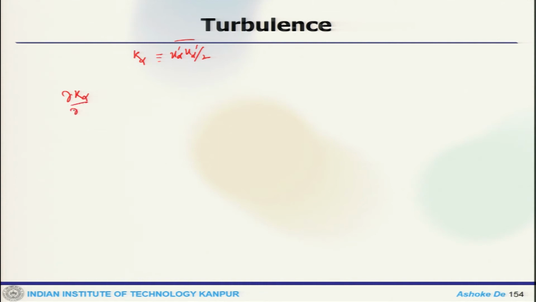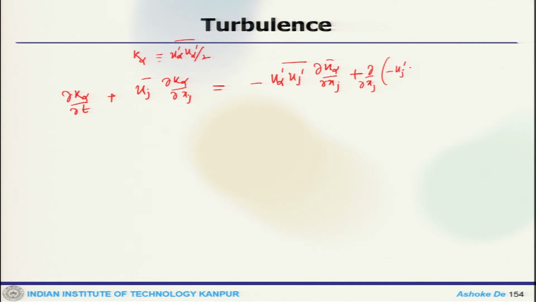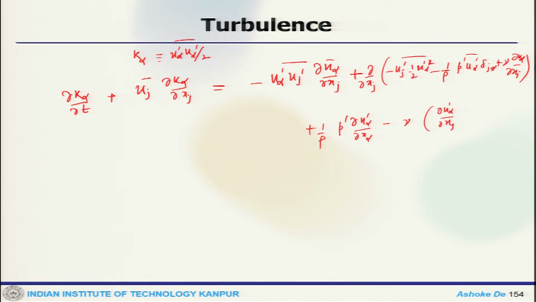del k alpha by del t plus uj del k alpha by del xj equals minus u alpha prime uj prime del u alpha by del xj, plus del by del xj of minus uj prime half u alpha prime square, minus 1 by rho p prime delta j alpha, plus nu del k alpha by del xj, plus 1 by rho p prime del u alpha prime by del x alpha, minus nu del u alpha prime by del xj whole square.